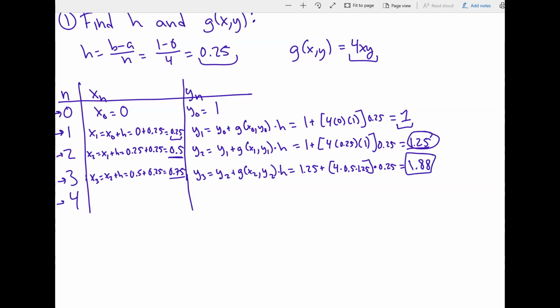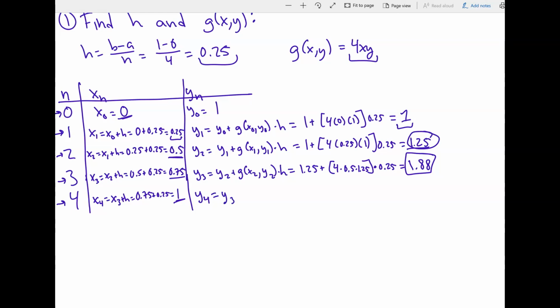And then I'm in the fourth segment. So this is going to be x4 is equal to x3 plus h. So x3 in this case is going to be my previous one, which was 0.75. I'm going to add it plus h, 0.25, which gives me 1, which is perfect because it should be from 0, starting from 0 all the way to 1. Okay, so now my y4, so this is where we really find our solution.